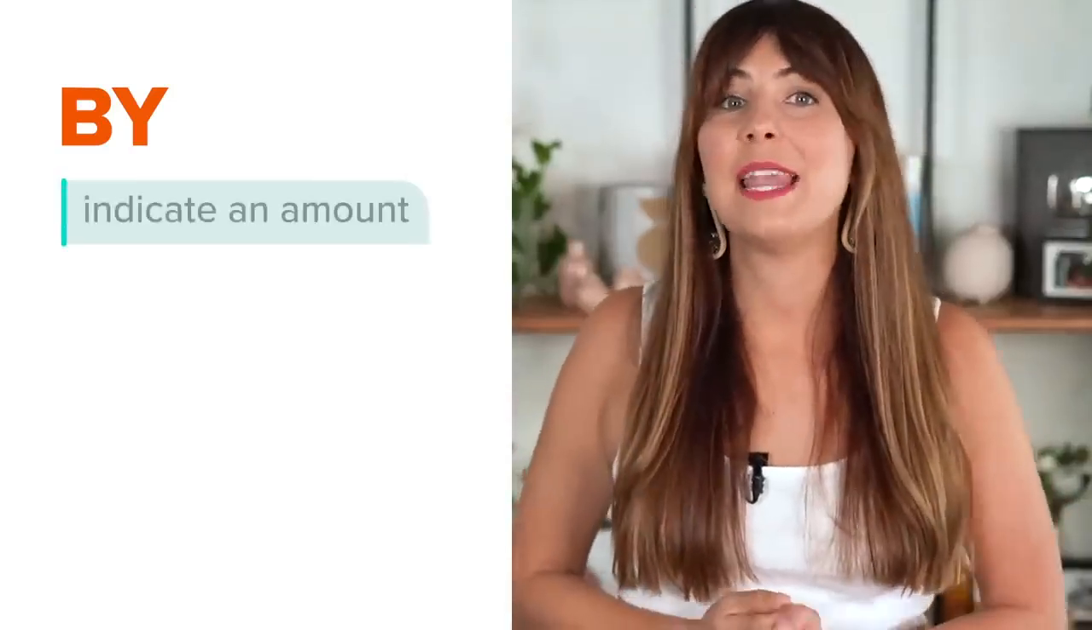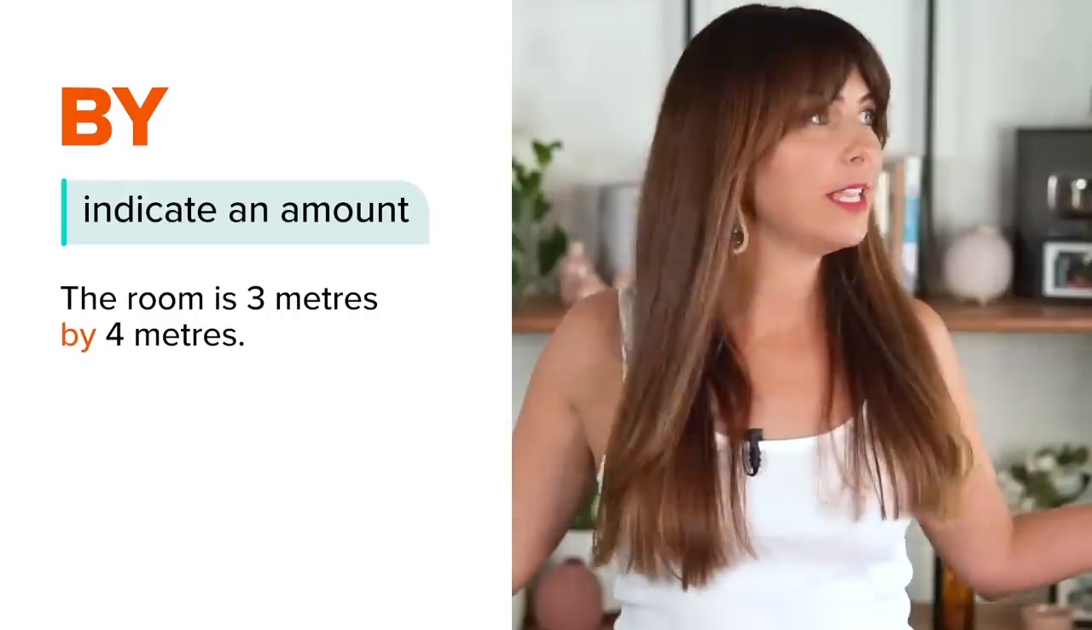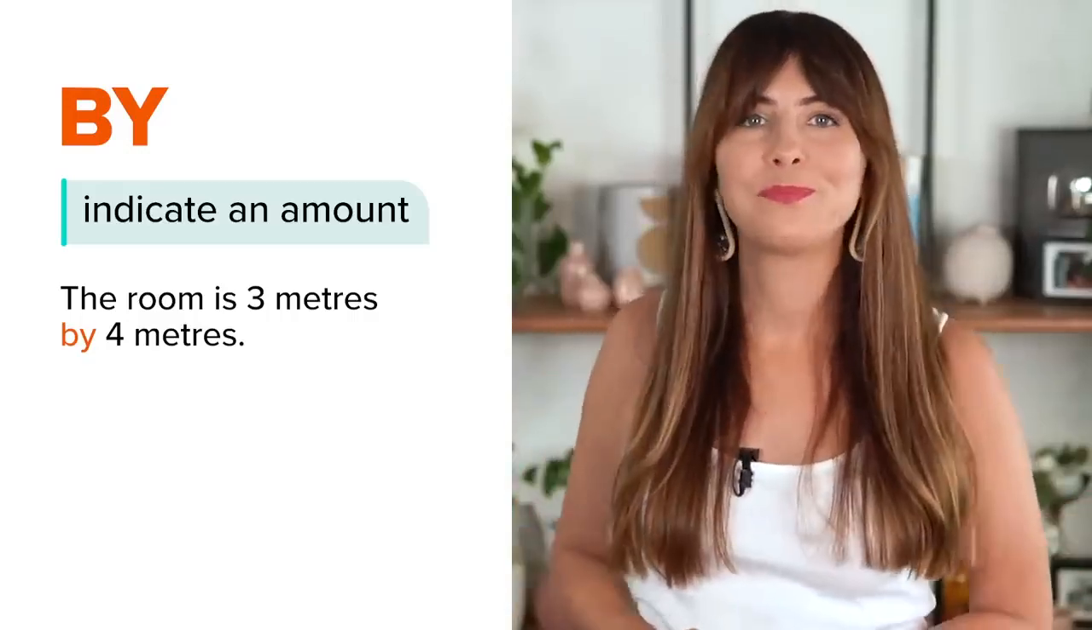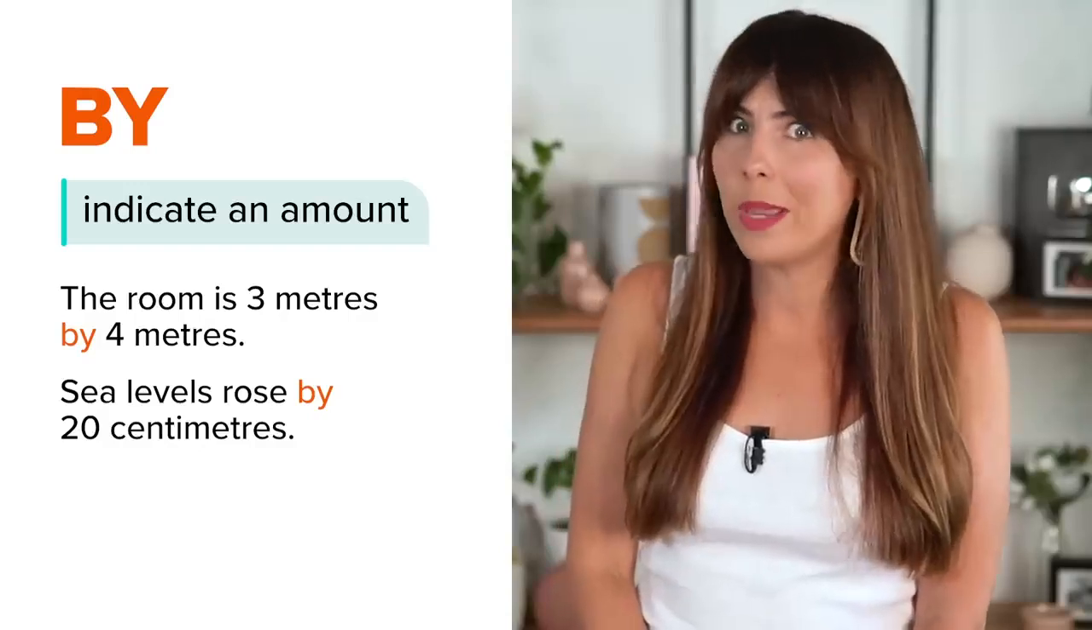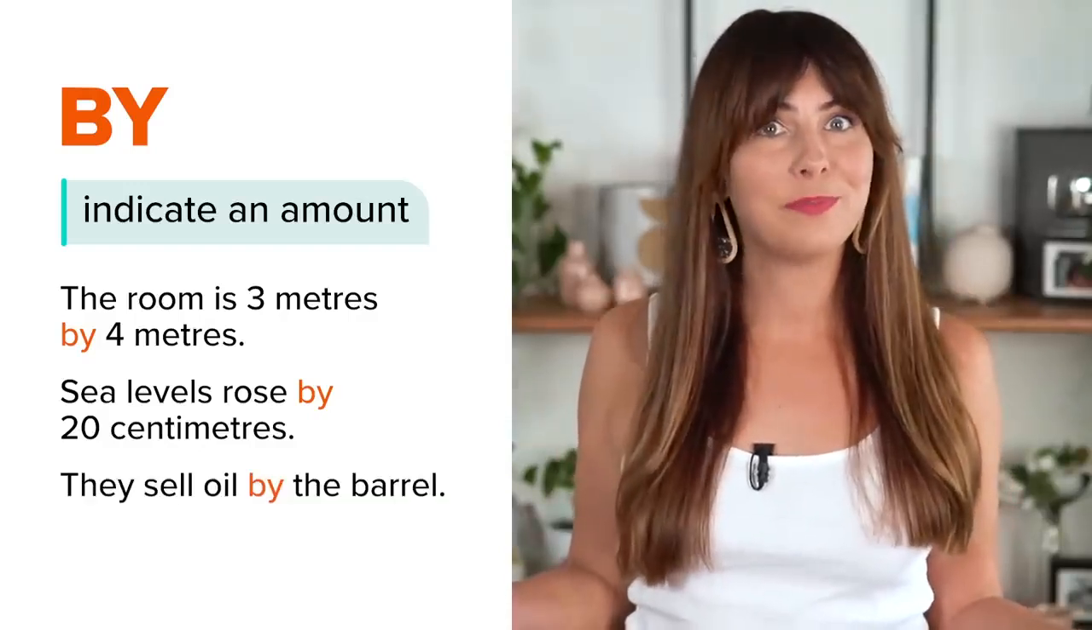And finally, we can use by to indicate measurements and amounts. The room is 3 meters by 4. Sea levels rose by 20 centimeters. They sell oil by the barrel. Now, if only it was that simple. But English prepositions are tricky little things. So let's go a little bit deeper into those moments where you need to choose between by, from, and of.